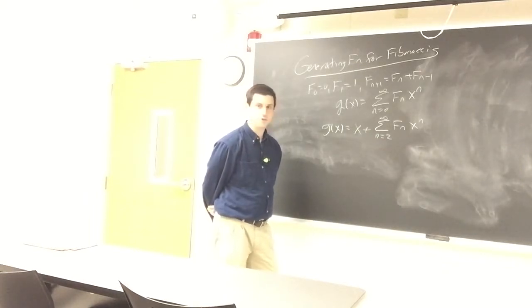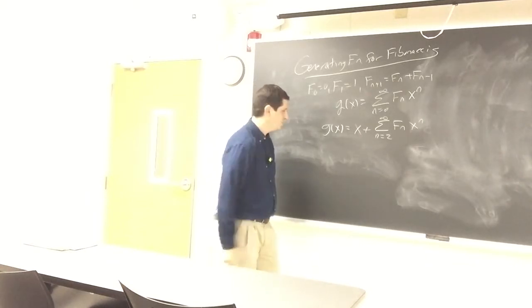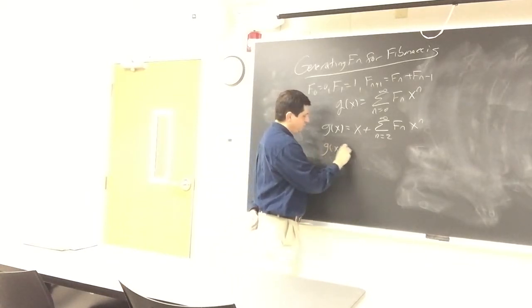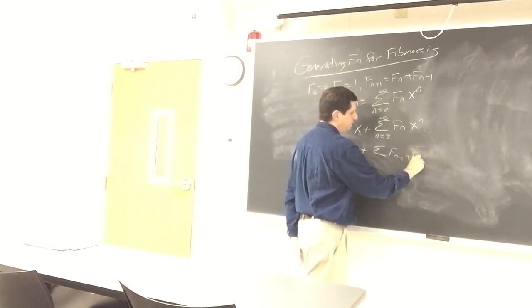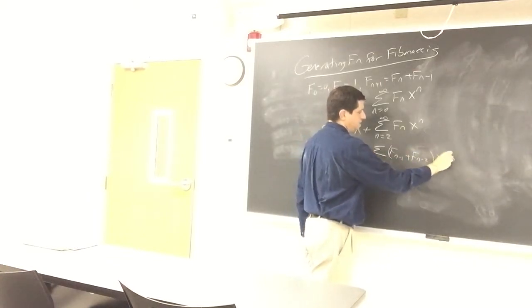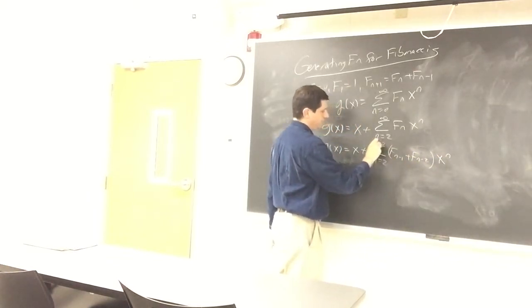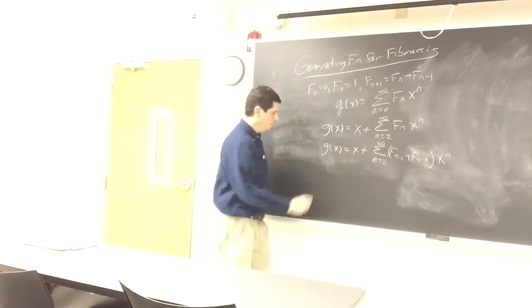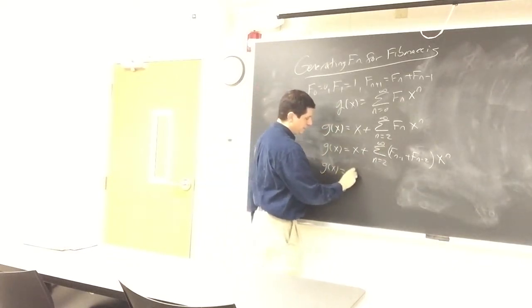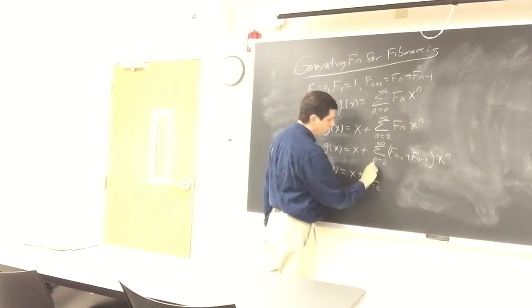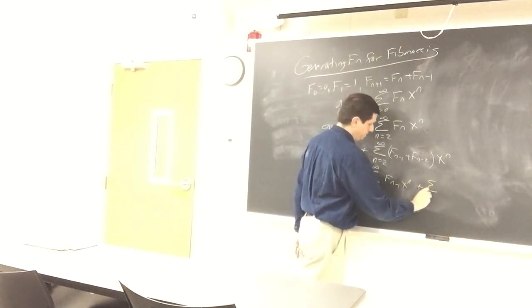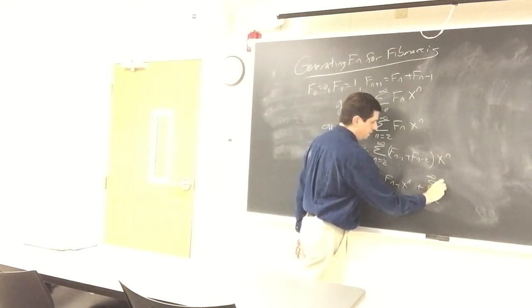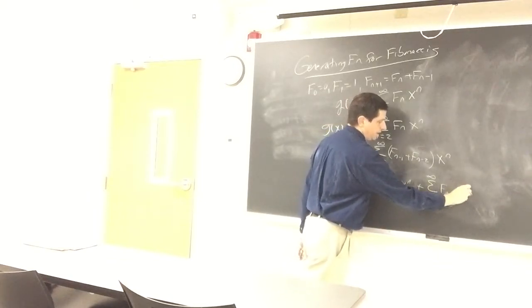And this is where it always gets annoying, because you play these games with the indices. And if you've taken differential equations and done series expansions, it's ripe for making a small mistake. So this is now the sum of f_{n-1} plus f_{n-2}, x^n, and it goes from 2 to infinity. So we get g(x) is x plus the sum, n goes from 2 to infinity, of f_{n-1} x^n, plus the sum, n goes from 2 to infinity, of f_{n-2} x^n.